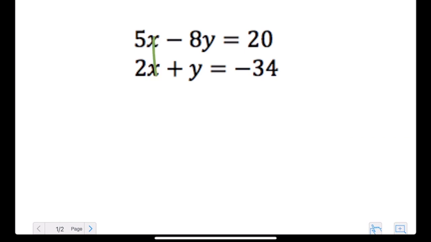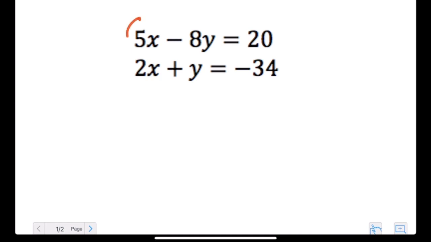Okay, second question. First, we've got to make sure everything's aligned, and it is: x over x, y over y, constant over constant, equal sign over equal sign. So we're in good shape there. The second step is we've got to make sure we have matching coefficients. And notice we don't. We have a 5 for the coefficient of the x in the first equation and a 2 for the x in the second equation. For the y's, they also don't match. So we're going to have to multiply one of the equations, or both.